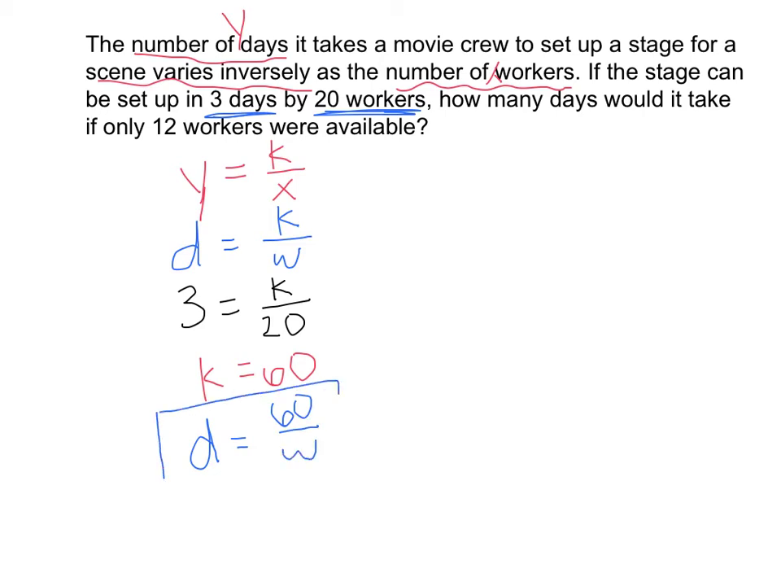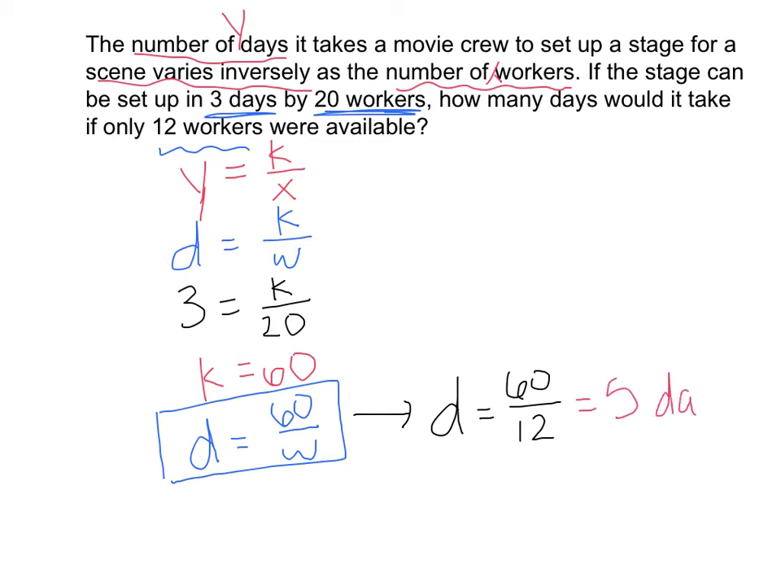Now that we have this specific equation, we can use it to answer the question. The question is, how many days would it take for only 12 workers to do it? So let's plug that in. We want to find days, so that stays d, equals 60 divided by 12 because we have 12 workers. So 60 divided by 12 is all that we have to do in this case, so it would be 5. It would take 5 days to set up this particular movie set.